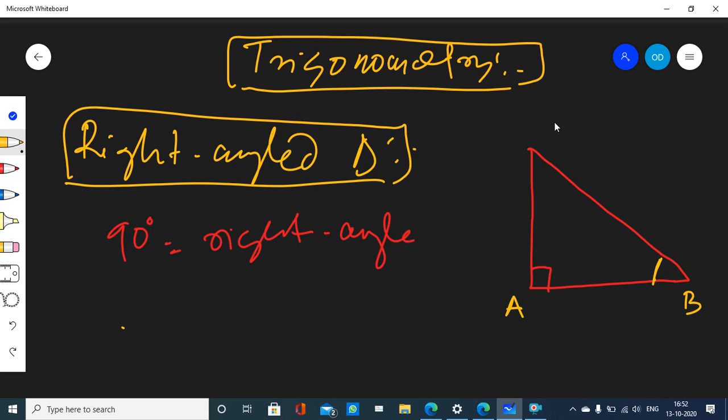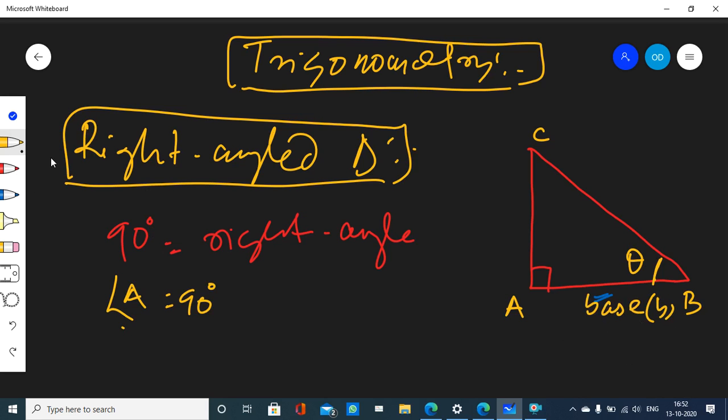This is an ABC right angle triangle where angle A is 90 degree, and suppose let's consider angle B and call it theta, or X, Y, Z, whatever you can take. So let's call this angle theta for the time being. This side is called base. Its length is denoted by small b.